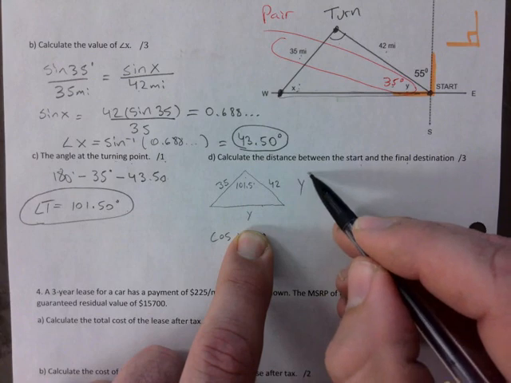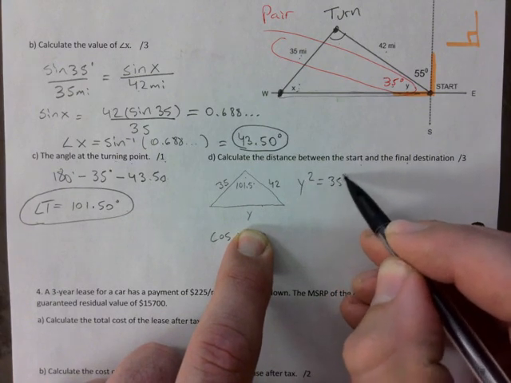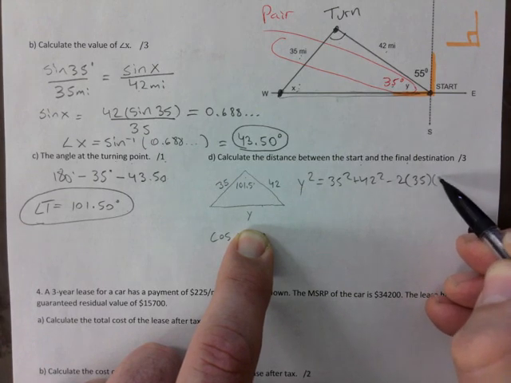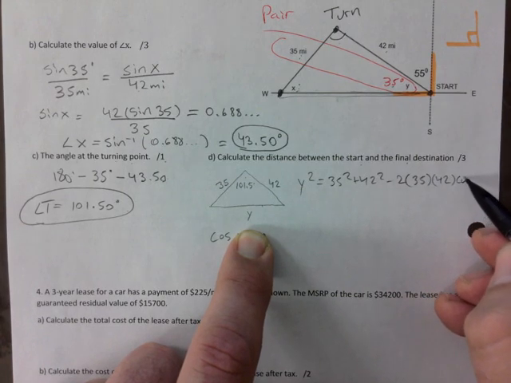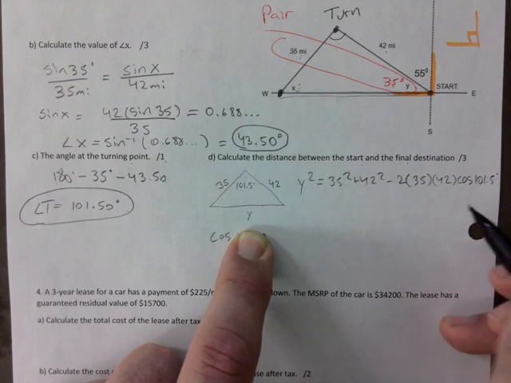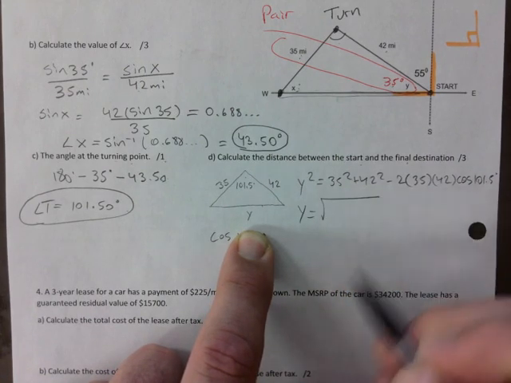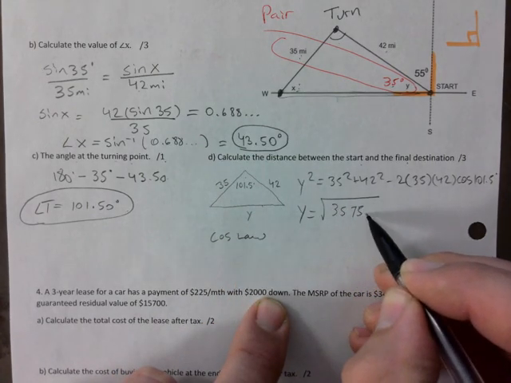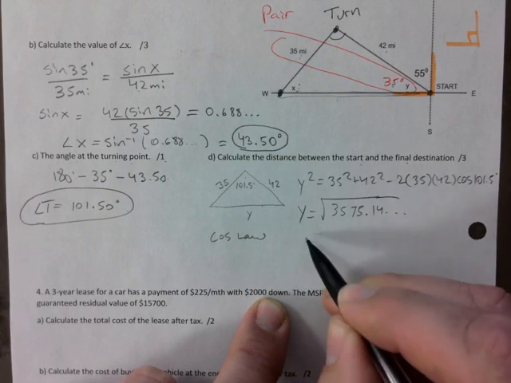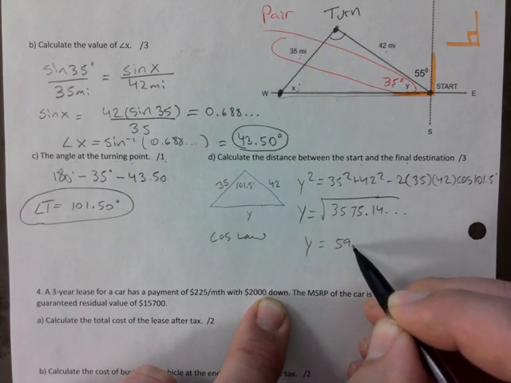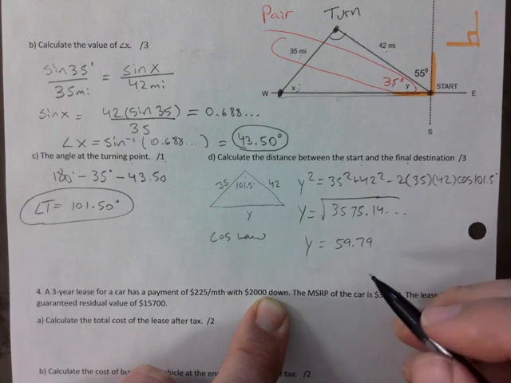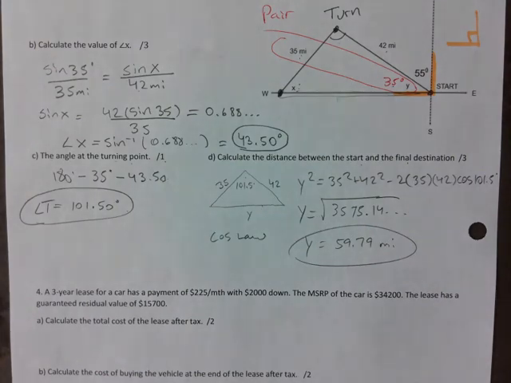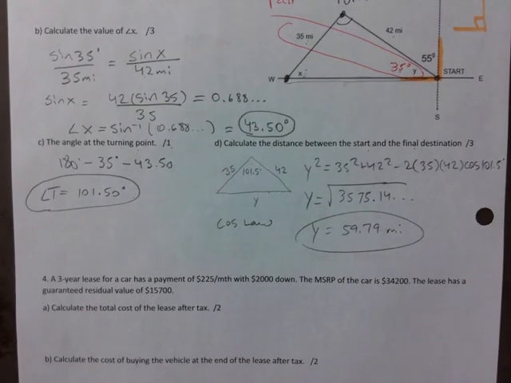So let's go. Y squared is equal to 35 squared plus 42 squared, minus 2 times 35 times 42 times cosine of 101.5. Y is equal to the root of 3575.14, right? There we go. Inches, miles, miles.